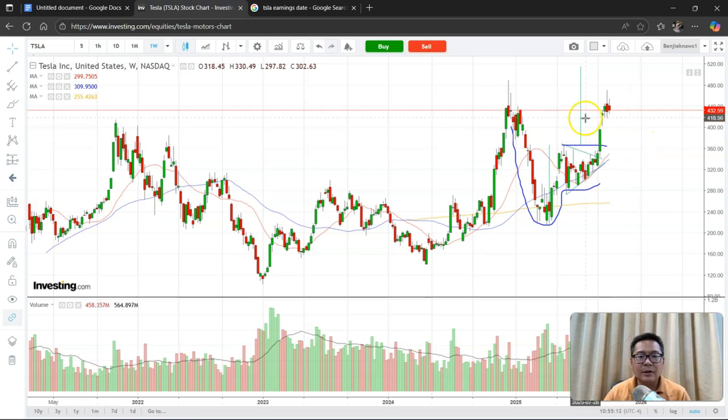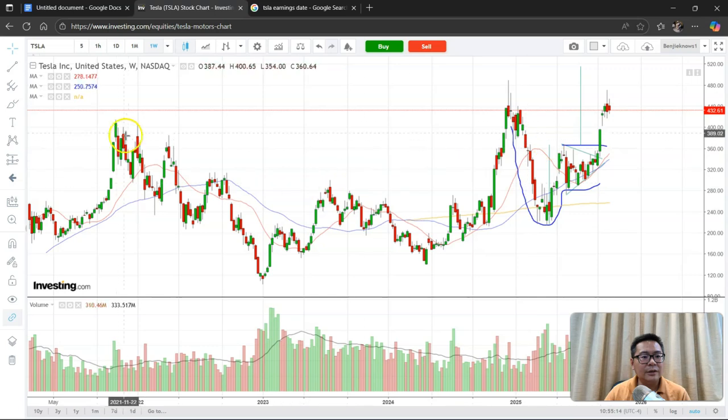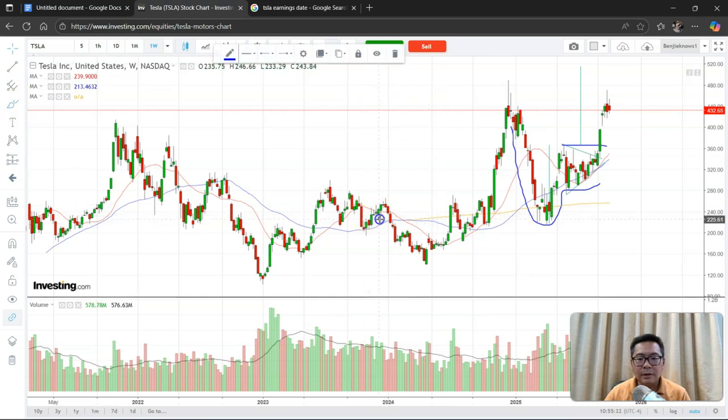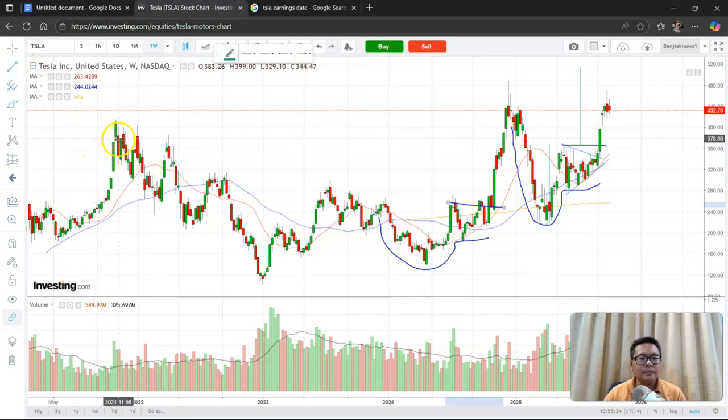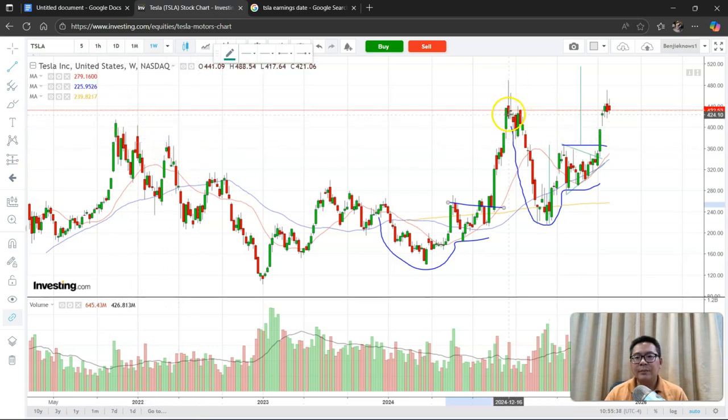Can you see in the weekly chart that there was a previous high here? Tesla was able to make a cup with handle pattern here, breakout, move to here, and because there was so much resistance here, eventually people who lost money back here sold, and they sold off.